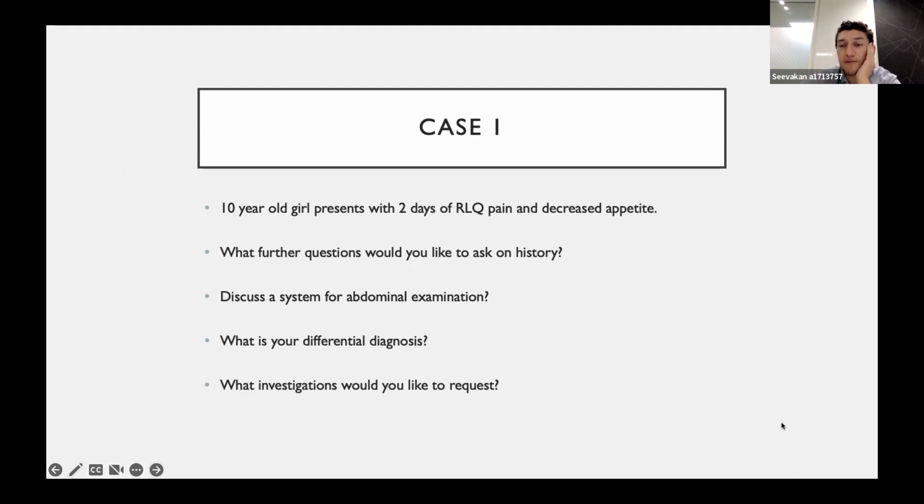Now, how many people do we have in this thing? Okay. Oh, there's so many of you. Okay, this is going to be great. Does anybody want to try a few further questions that you'd like to ask on history for this girl? Keeping in mind if somebody doesn't pipe up, I'll probably just randomly call out names from this list.